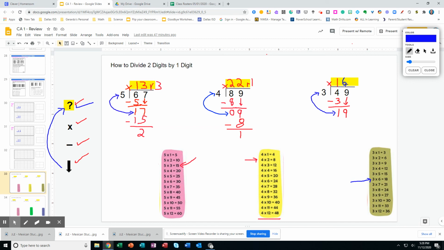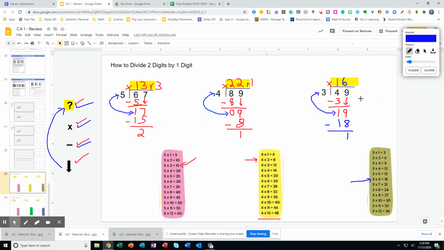Now let's go ahead and multiply. 6 times 3 is 18. 18 is the answer to my multiplication. Step 2, check complete. Step 3, you guessed it, subtract. 19 take away 18, 1. That's the answer to my subtraction. Step 3, check complete. Step 4, bring the number down.